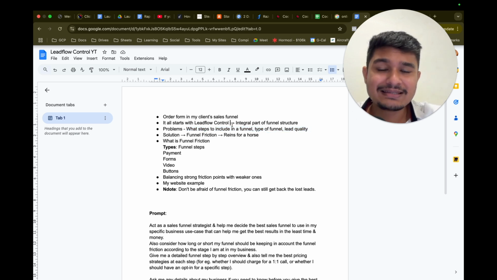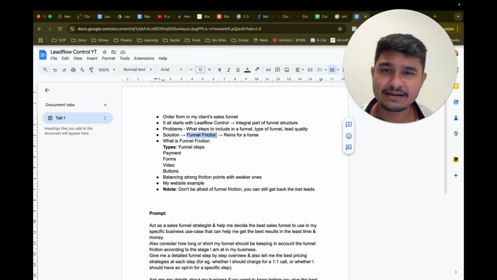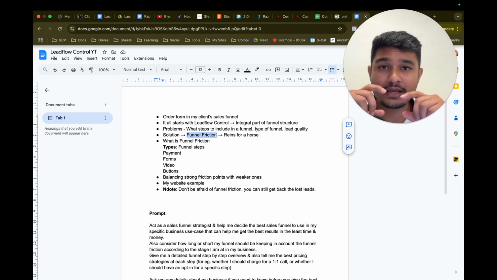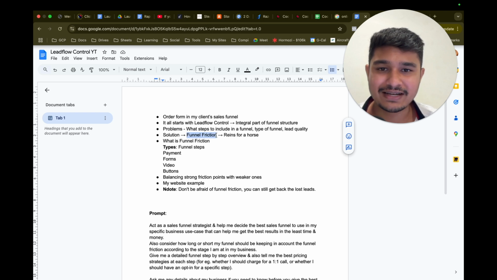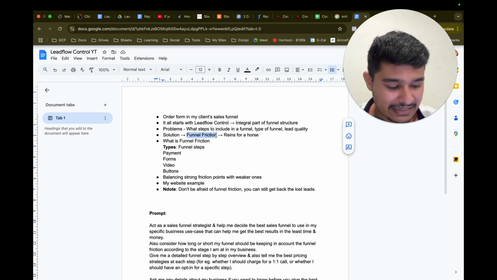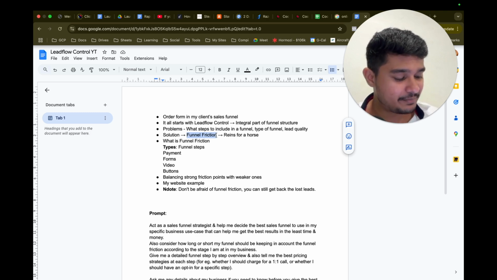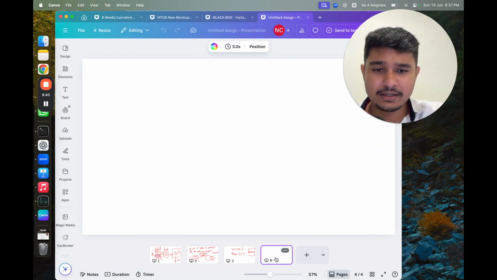Now, as soon as you understand you have to control your lead flow according to your requirements, the only way to control it is to understand what funnel friction is. Try to understand funnel friction as the reins of a horse, the ropes tied to the horse's mouth, which you use to control the direction and the pace of the horse. So funnel friction is your controller of lead flow. Clear? Let me give you a simple example.